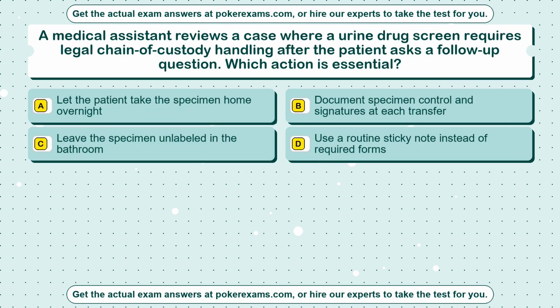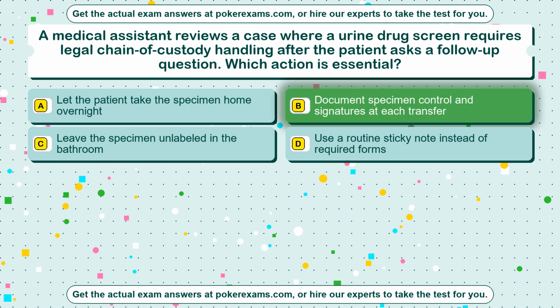Question 33. A medical assistant reviews a case where a urine drug screen requires legal chain of custody handling after the patient asks a follow-up question. Which action is essential? Option A, let the patient take the specimen home overnight. Option B, document specimen control and signatures at each transfer. Option C, leave the specimen unlabeled in the bathroom. Option D, use a routine sticky note instead of required forms.